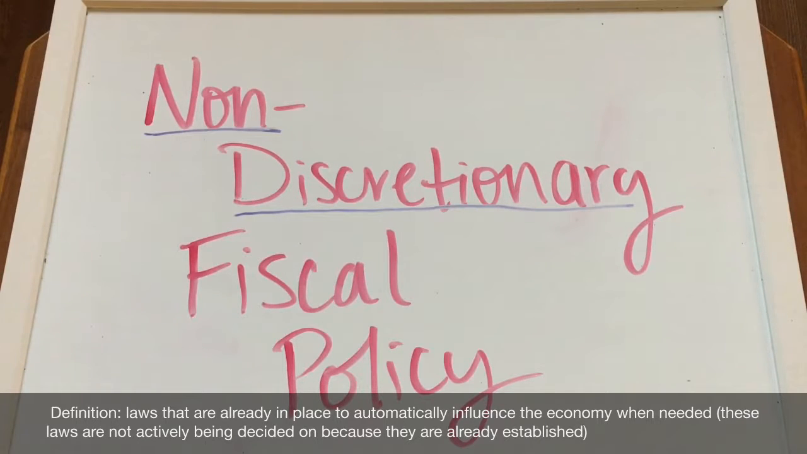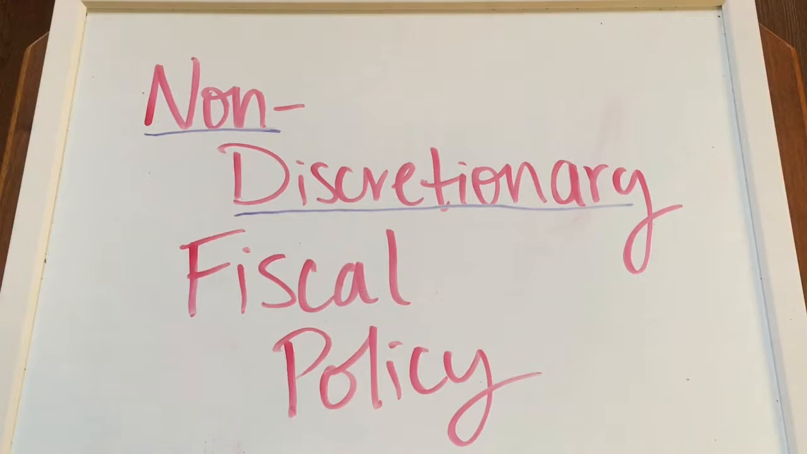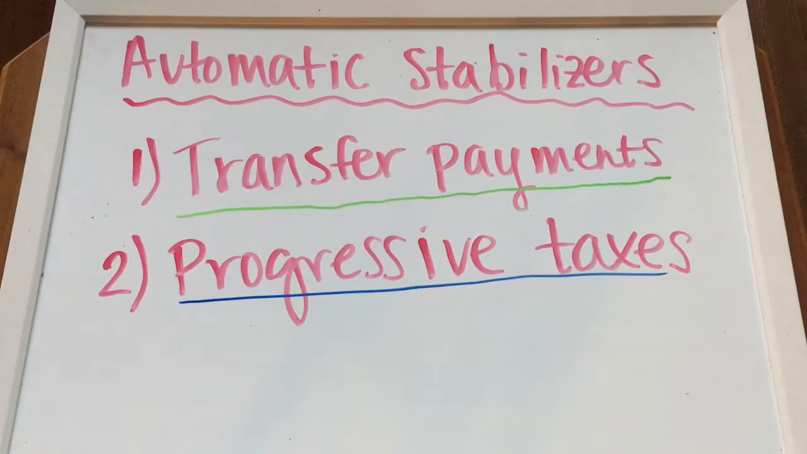However, this fiscal policy is not active like discretionary fiscal policy. It is automatic and includes automatic stabilizers, which automatically expand or shrink an economy. Now, the automatic stabilizers of non-discretionary fiscal policy are progressive taxes and transfer payments. Okay, so these are the automatic stabilizers of non-discretionary fiscal policy.